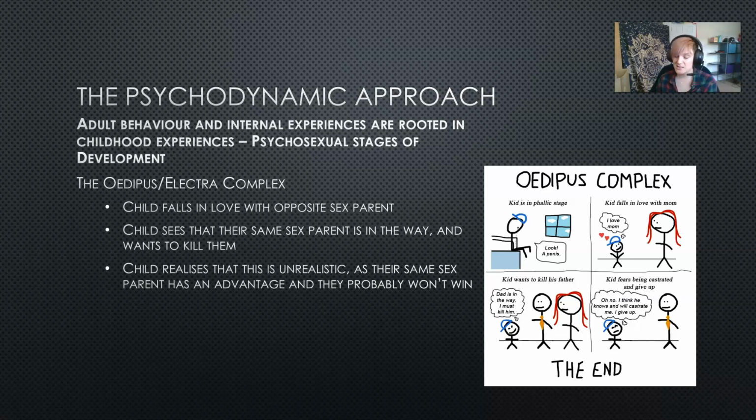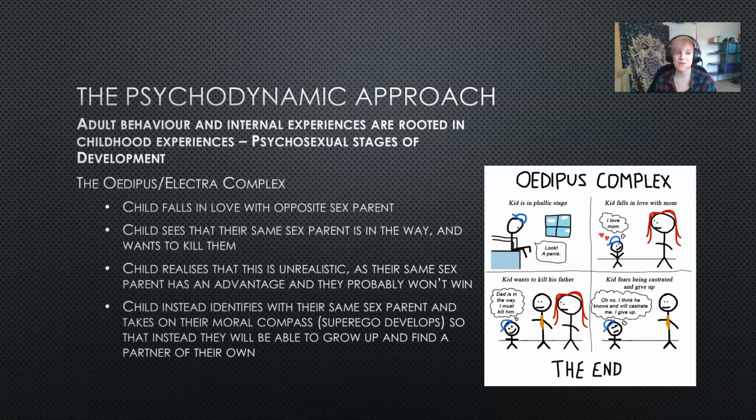So, instead of killing their same-sex parent, the child instead identifies with their same-sex parent and takes on their moral compass. So this is where the superego develops. The child takes on the parent's superego, so that they will be able to grow up and find a partner of their own. So that boys will be able to find a woman like their mother, and girls will be able to find a partner and give birth to a son, and therefore they will have access to penises. Again, very strange theory, not one that I'm saying is particularly appropriate.